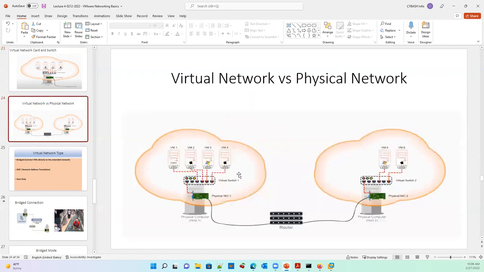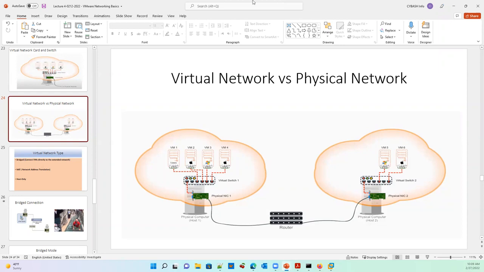So this is like a virtual and physical network comparison. In a physical network, you just connect directly, right? Here you have a physical computer connected to your switch. And if you connect to another host computer, another virtual machine, first you have to go to the switch in your virtual environment, go to this router, just like a physical computer connected to the physical computer's network card, and then from there you connect to the other virtual computer on a different host.